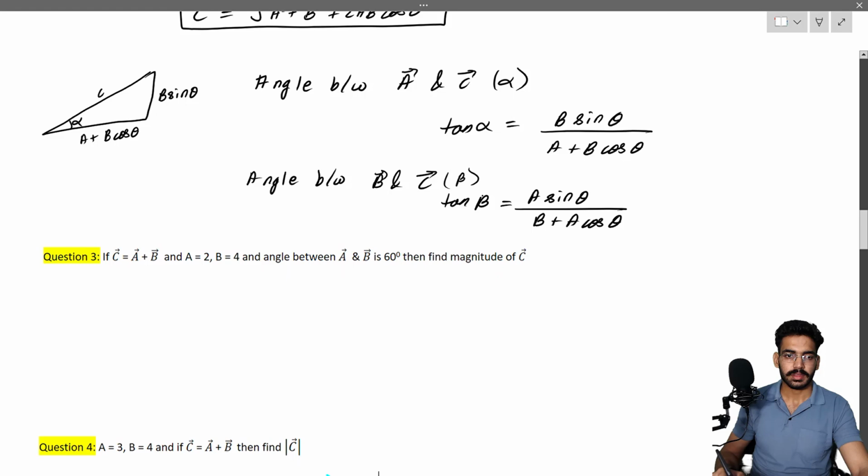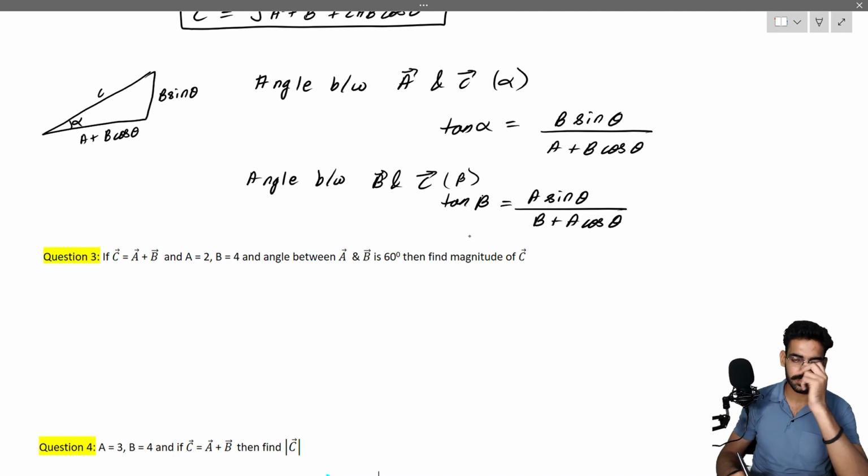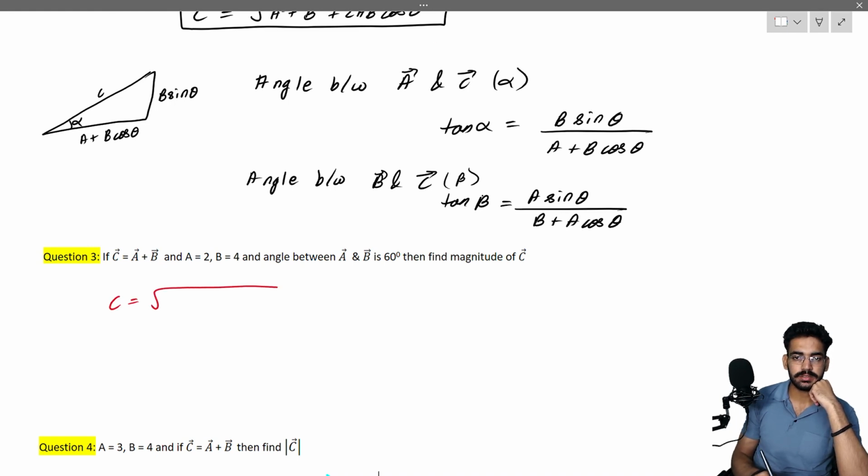Now let's do a question. What the question is saying is that we have c vector equal to a vector plus b vector, and a equal to 2 and b equal to 4, and the angle between a and b is 60 degree, then find the magnitude of c. Very formula-based question. C is equal to a plus b vector, so the magnitude of c is under root of a square plus b square plus 2ab cos theta. Just now we calculated, right?